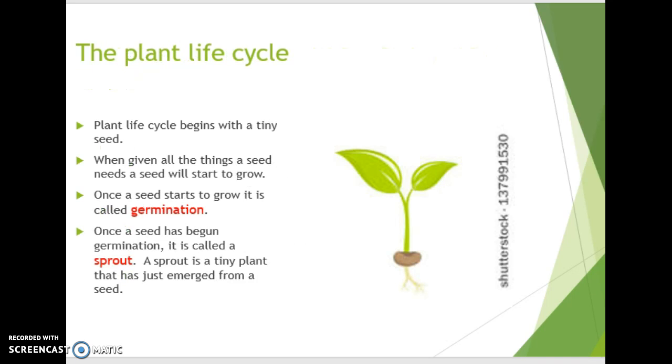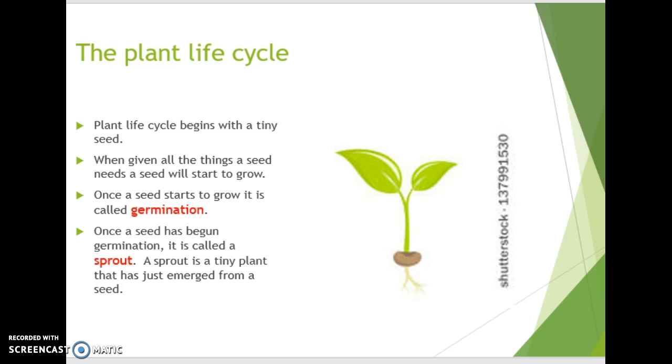The plant life cycle starts with a tiny seed. When given all the things a seed needs to grow, it will start to grow. And remember, I just told you that a seed needs the right temperature, it needs soil, and it needs water to grow. Once a seed starts to grow, it's called germination.